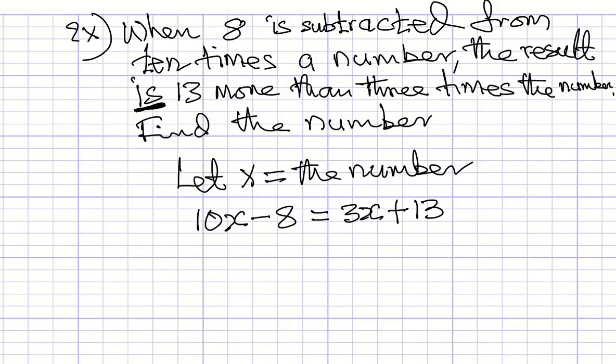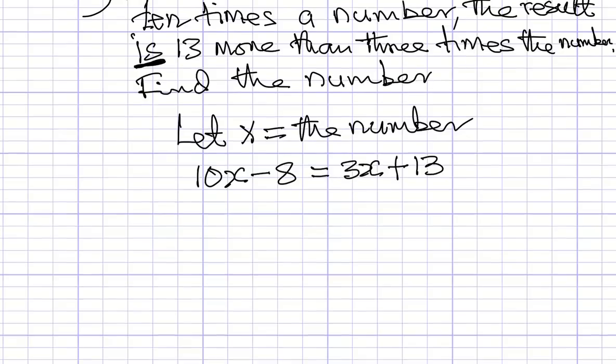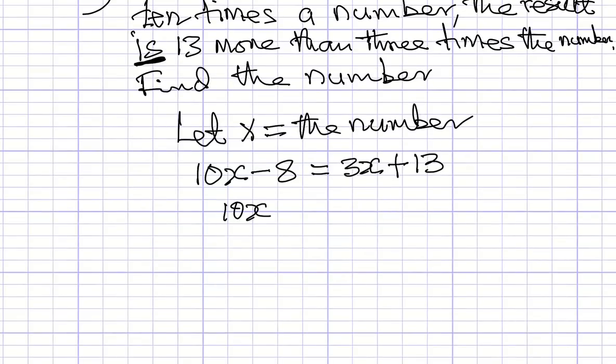So now, once we form the equation, we'll solve using what we've been doing in the past. This is a linear equation in one variable, so we'll do the same thing we've been doing. We'll move all the terms with a variable to the left, and the constants to the right. So we'll say 10x minus 3x is equal to 13 plus 8. You see what I'm doing? Pay attention carefully. When you move stuff around, you change the sign. That's all I just did. And then you combine.